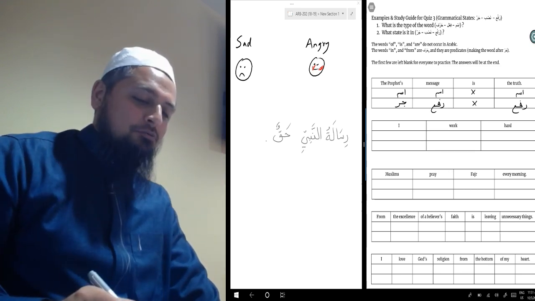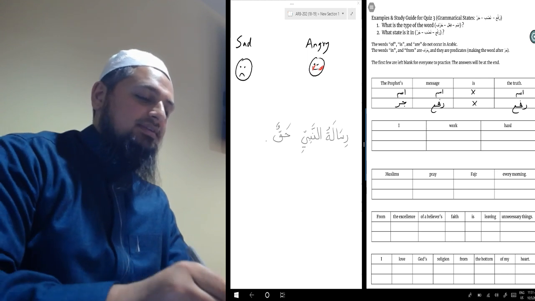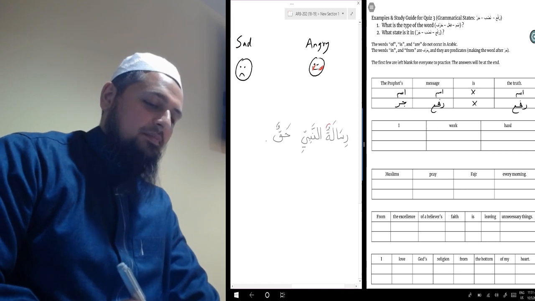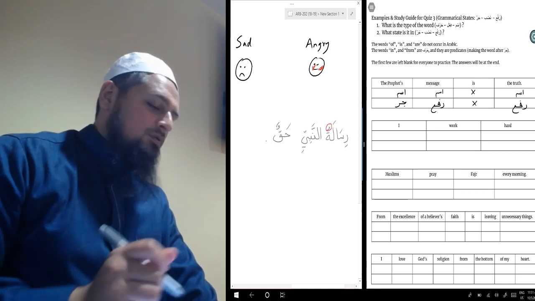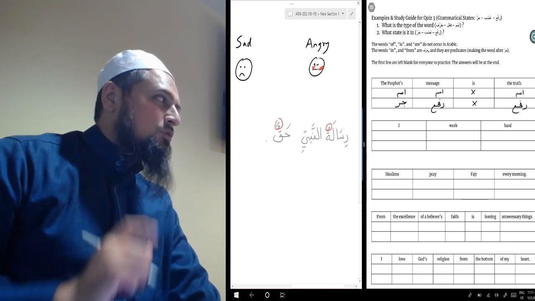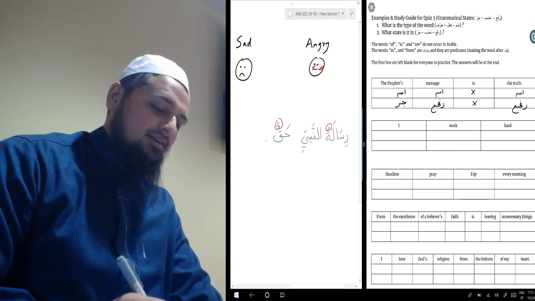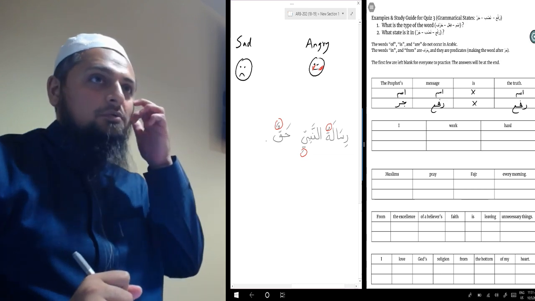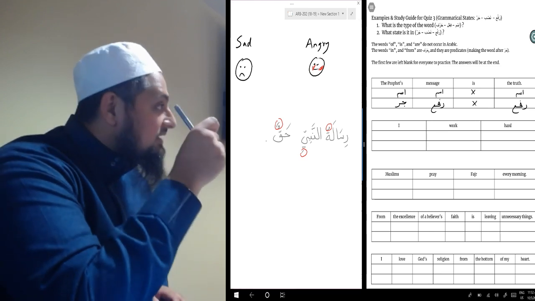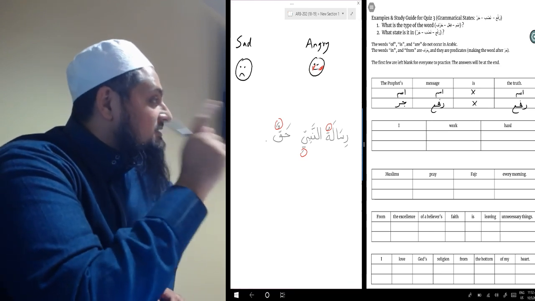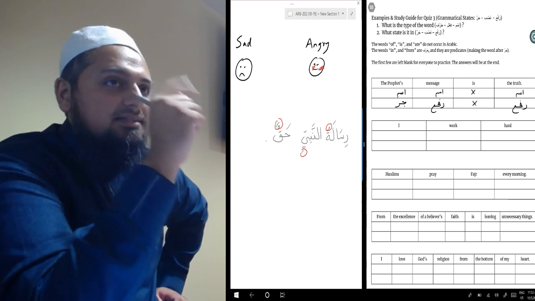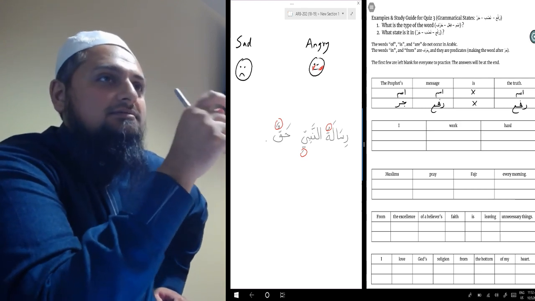So if you'll notice, the word risala, it's marfu'. What vowel does it have on it? A dhamma. The word haqqun is marfu'. What vowel does it have? A dhamma. And the word nabi is majroor. What vowel does it have? A kasra. So in the Arabic language, if a noun has a dhamma, that is a sign that it's in the state of rafa'. If the noun has a kasra, it's a sign that it's in the state of jar.